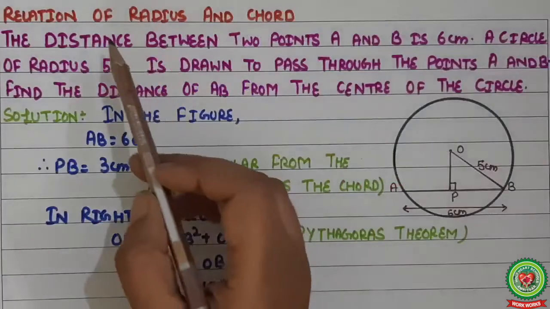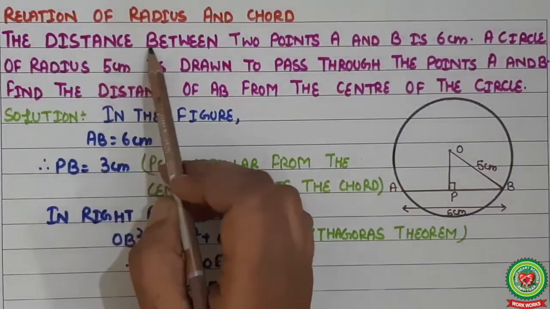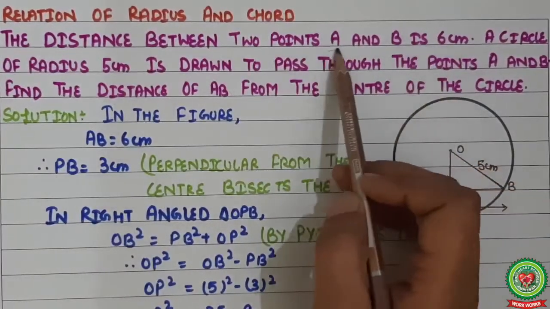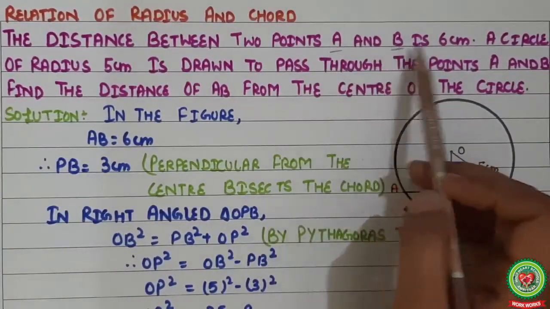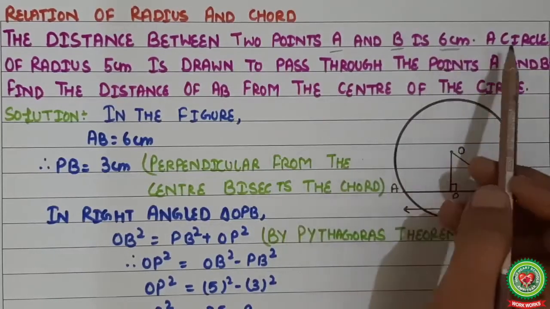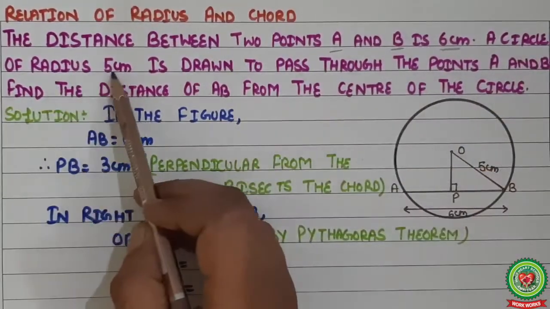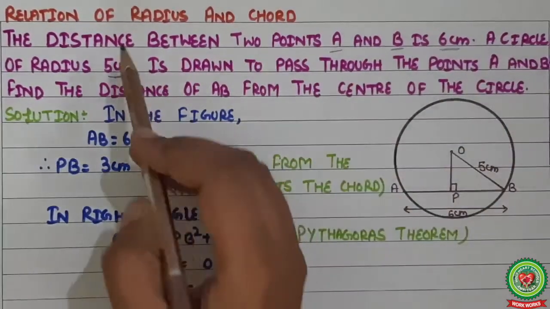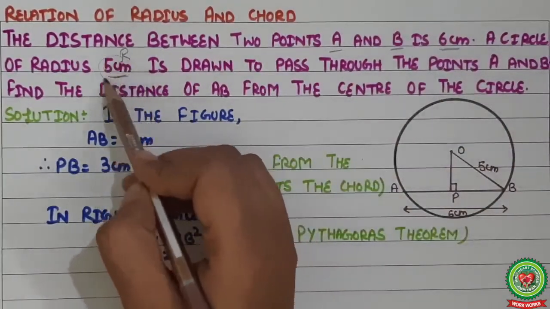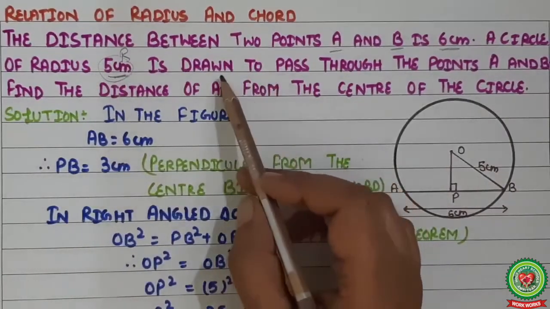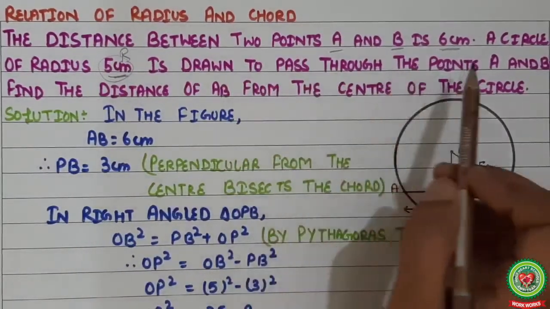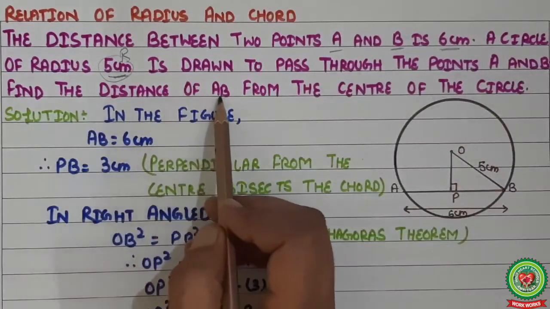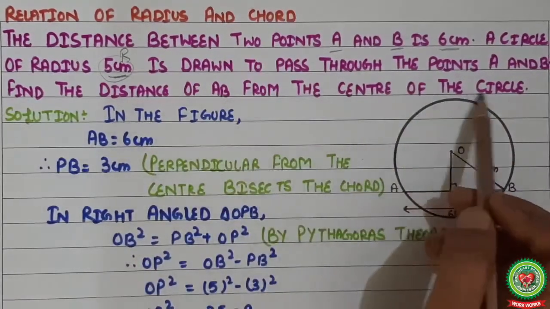Students, see the statement. Statement is, the distance between 2 points A and B is 6 cm. Distance between 2 points is given to us, that is 6 cm. A circle of radius 5 cm is drawn. Radius of circle is given, that is R, which is 5 cm, is drawn to pass through the points A and B. Find the distance of AB from the center of the circle.